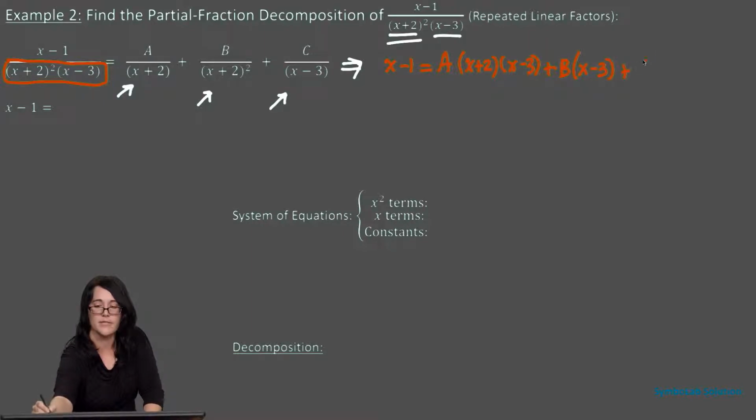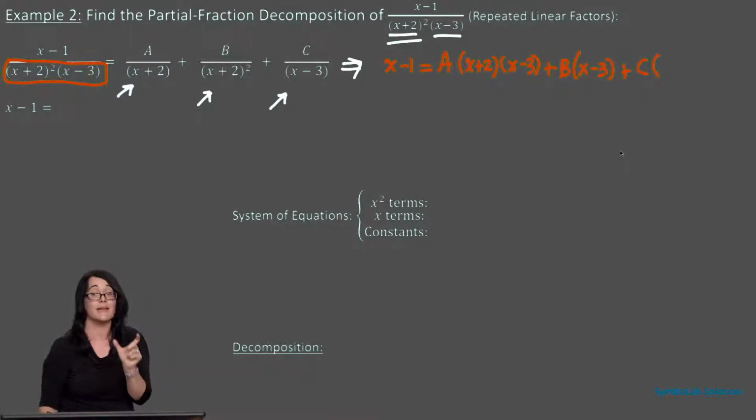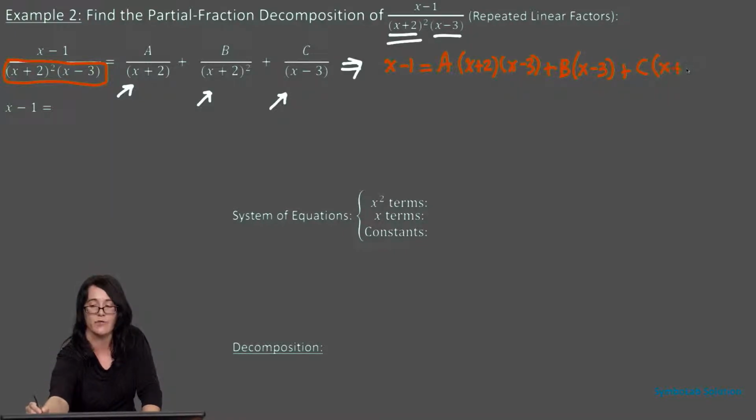And finally, the c term is next to what? That's right, the x minus 3 term cancels, but you're still left with 2 copies of x plus 2. I like to write them out so that I remind myself to FOIL.